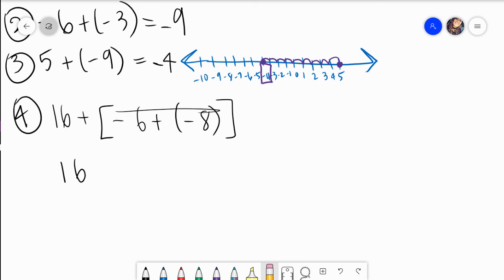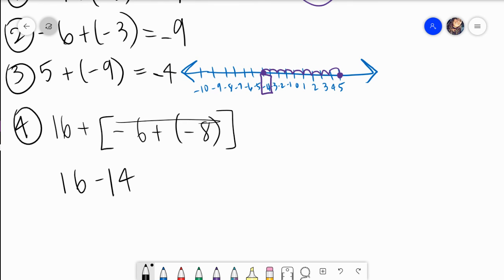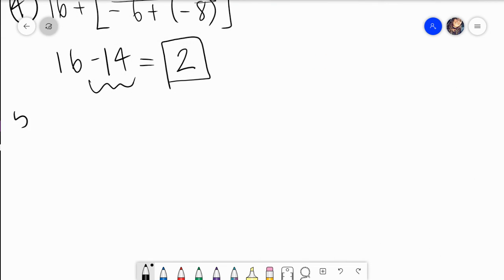-6 and a -8. Well, signs are the same, which says to add. 6 plus 8 is 14. Signs are the same. You add and keep the sign. Now, if you do 16 minus 14, signs are different. Subtract. Keep the sign of the larger. I was more in the positive area on the number line, and I subtracted less away from it, so my answer is still positive. Okay, let's do one more of those.